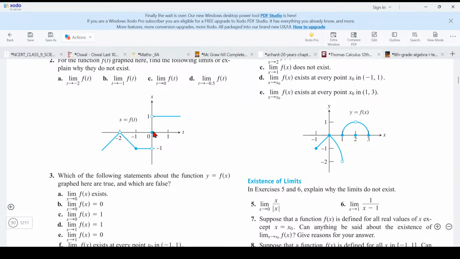If you are approaching zero from left and right, you are going along the graph. Which number are you approaching in terms of y? Minus 1 to 1. So what is the limit? Is it minus 1? Is it 1? Is it 0? It is not. When you are approaching that number, it is not continuous. There is a break here. So when you claim it is 0, then okay.